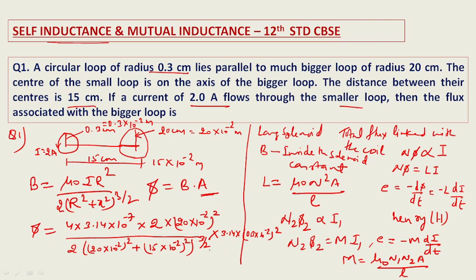So we will be able to find out the flux associated with the bigger loop, and when we solve this completely, we will get 9 into 10 to the power of minus 11 Weber. Solve it, yes, certainly you will be able to solve it. In case you have any doubt in the calculations, just put a comment. Certainly I will reply with full calculations in front of you.